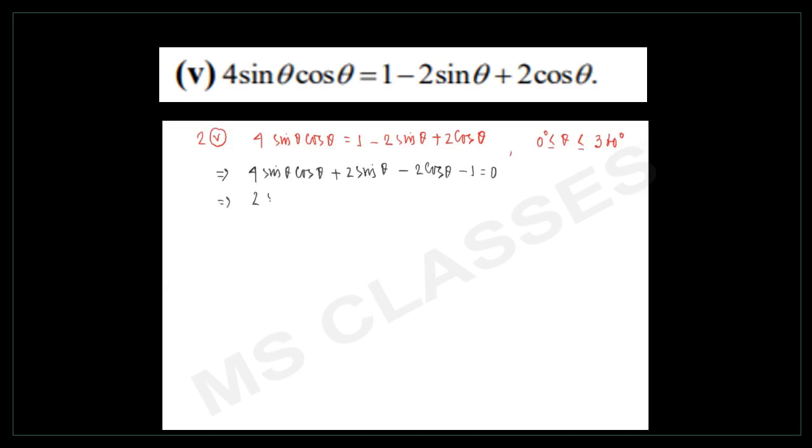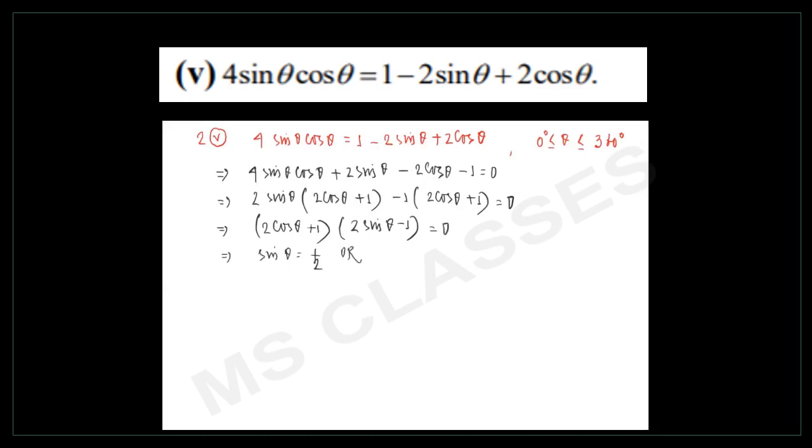Now if you take 2 sin theta common, it is 2 cos theta plus 1, and taking minus 1 common, 2 cos theta plus 1, equal to 0. So now (2 cos theta plus 1) into (2 sin theta minus 1) equals 0. So here you get sin theta equal to half or cos theta equal to minus half, the two values which are given. Now it's very easy to understand. One by one we'll understand.